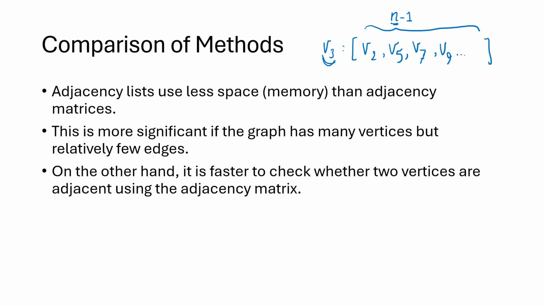Adjacency lists use less memory, but adjacency matrices can perform faster. And this is something that you will see in computer science in many different scenarios, and basically it's called the time versus space trade-off.